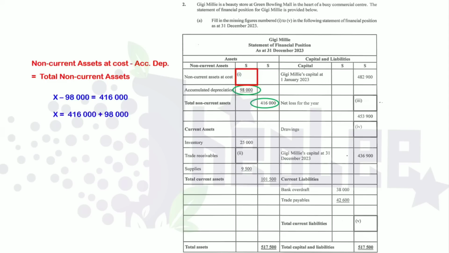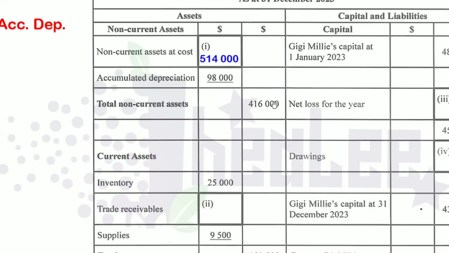So basically, the $416,000 plus the $98,000 will give us the value of our non-current asset before depreciation. That is our non-current asset value at cost. And based on calculation, that gives us $514,000 for our non-current asset before depreciation. And of course, you can double check that figure.